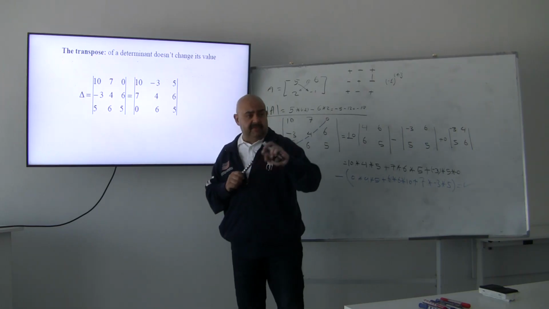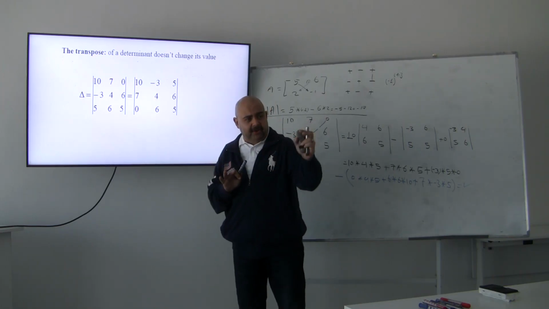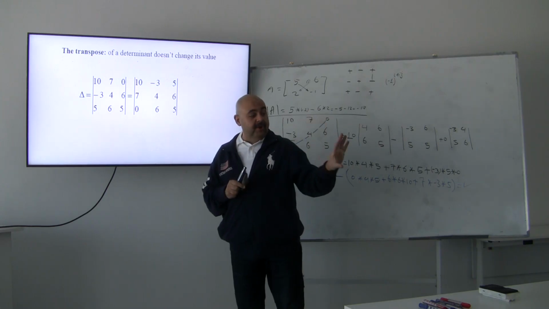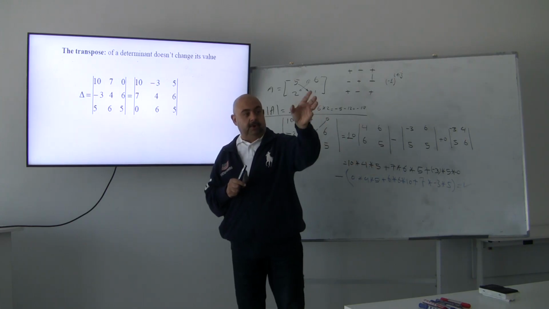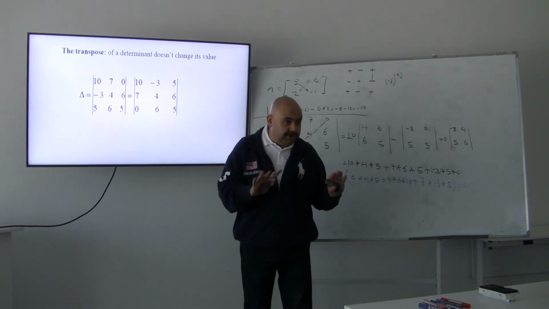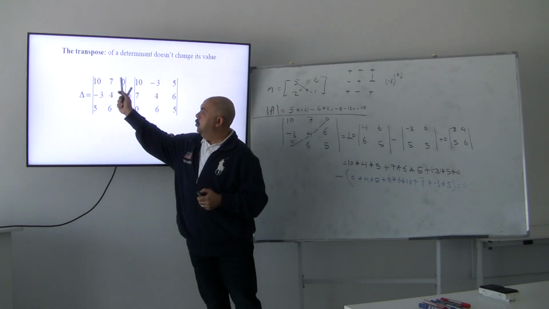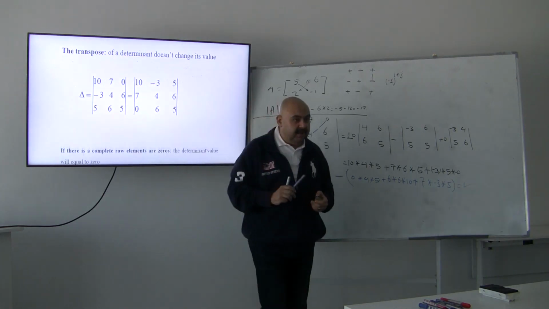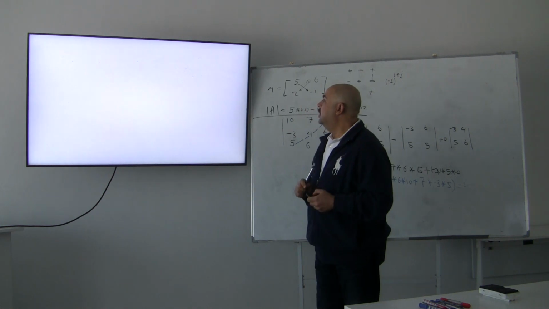Remark: the transpose of a matrix doesn't change the value of a determinant. So if you have a matrix and you know its determinant, if you get the transpose of that matrix, it will be the same. Okay, so there is no change. So if I change the rows into columns, so here's the transpose, the value of the determinant will be the same. There will be no change.